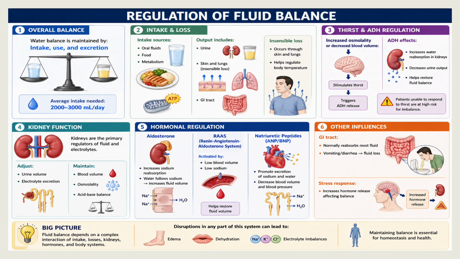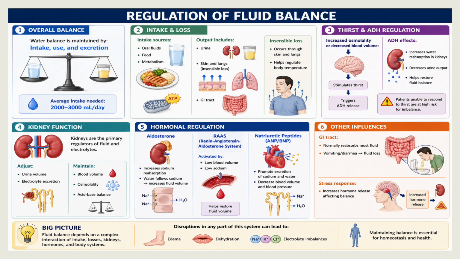Patients who are unable to recognize or respond to thirst are at a higher risk for fluid imbalance. So if my thirst mechanism isn't working, I am at a higher risk for getting dehydrated, such as the geriatric population. The kidneys serve as a primary regulator of fluid and electrolyte balance. They adjust urine volume and excrete electrolytes to maintain blood volume, osmolality, and acid-base balance. Hormones also play a critical role in fluid regulation. Aldosterone increases sodium absorption in the kidneys because water follows sodium. So this leads to an increased fluid volume.